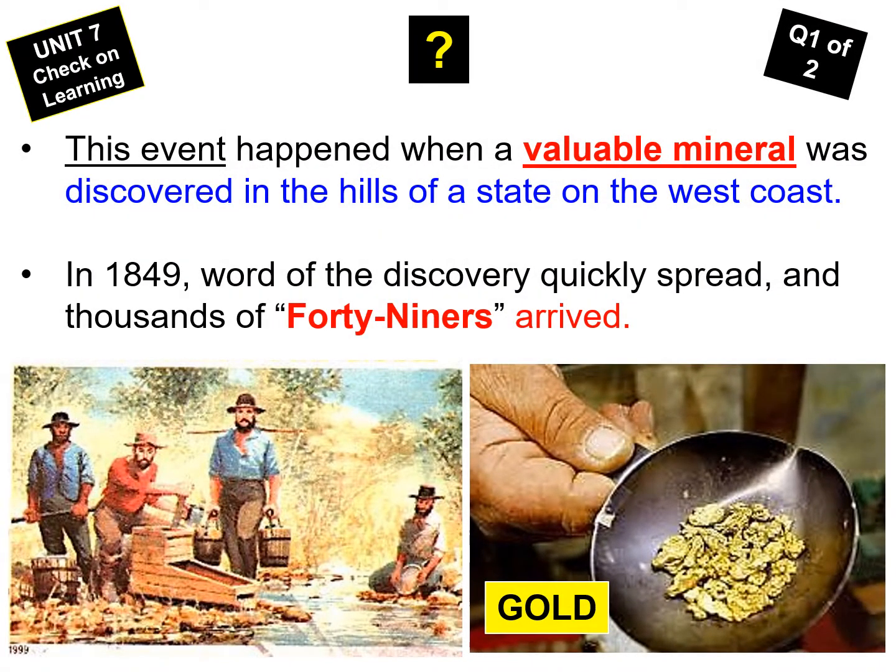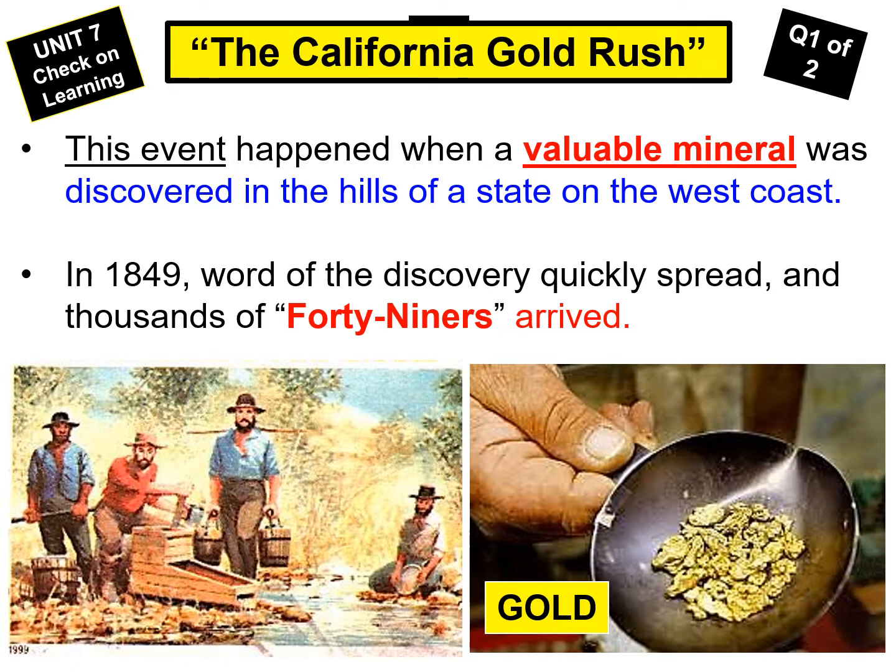Now, before I move on, I have to check your knowledge. This is an event about a valuable mineral that was discovered in the foothills of a certain state on the West Coast. And in 1849, you're going to have a lot of people coming into this area because a precious mineral was discovered, and the people who arrived were called the 49ers. Do you remember this situation? If not, you're going to have to go back and review Unit 7. Well, this was called the California Gold Rush. Okay, so put California in your mind, tuck it in the back, because I'm going to come right back to it.